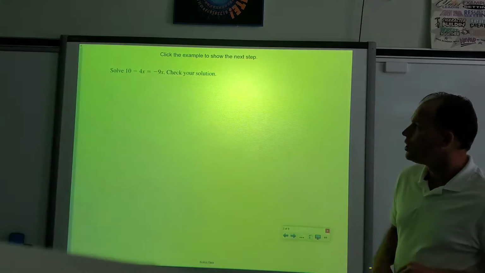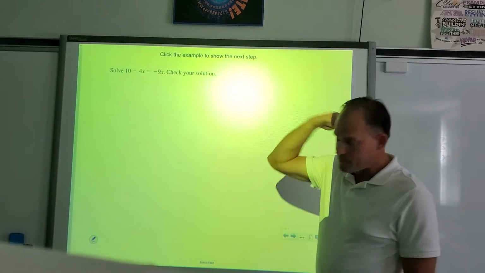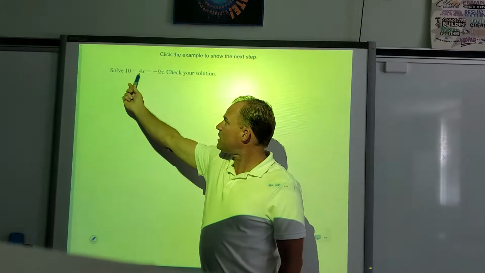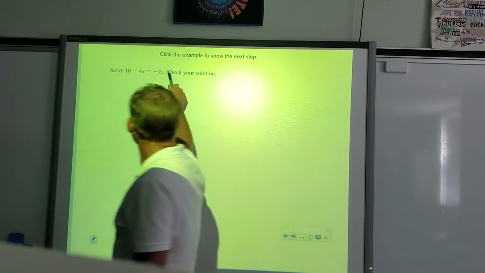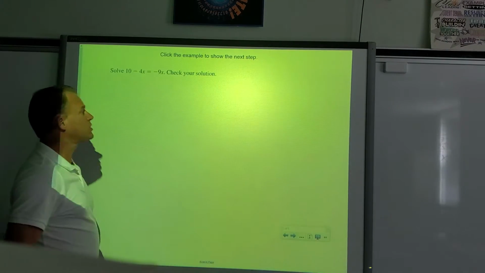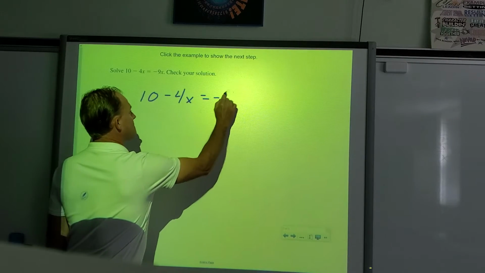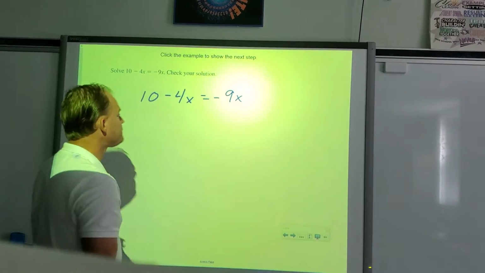So here we go. We've got 10 minus 4x equals negative 9x. First thought, can I simplify one side? Are these like terms, any distribution? Nope, nothing going on there. Okay, can I simplify this? No, just one term. So I'm going to rewrite this real quick so it's a little easier to see as you write it in your notes.